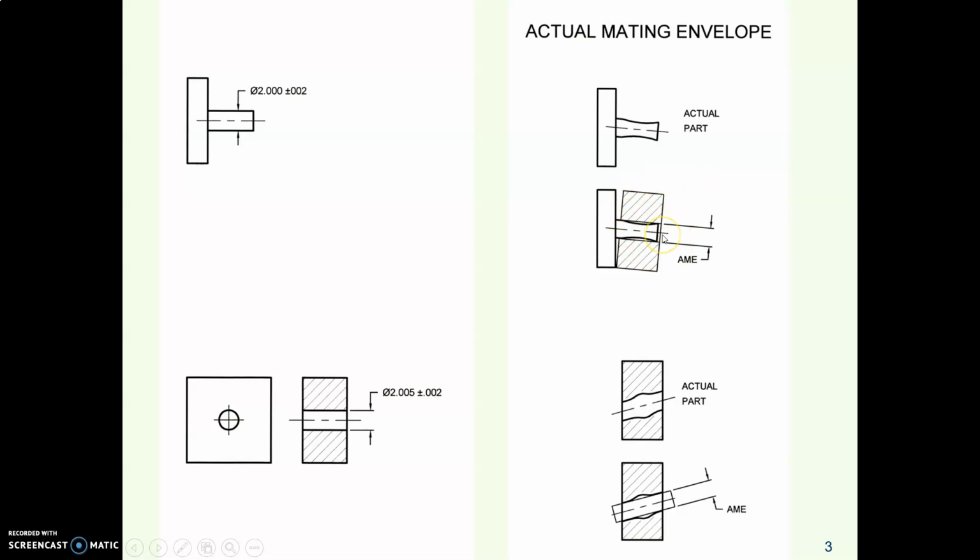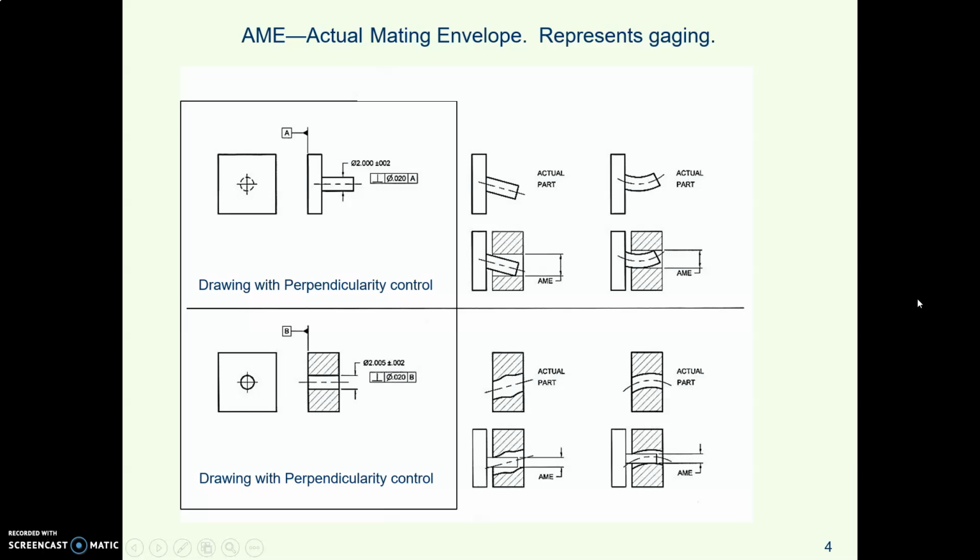So here's the mating envelope for the part with the pin, and here is the actual mating envelope for the part with the hole. And our goal is to put tolerances on our mating parts so that the actual mating envelope of the pin will always fit with the actual mating envelope of the hole. And it turns out it's not that hard. I mean, it looks fancy and exotic, but it's actually not. We'll figure out a thing called virtual condition, and that will tell us whether these two parts will fit together or not.